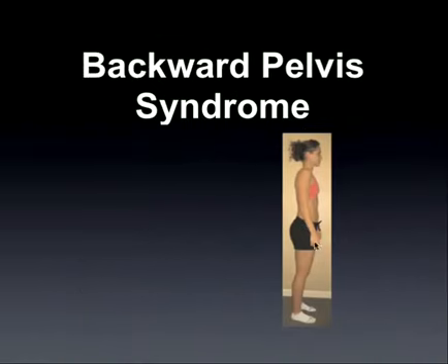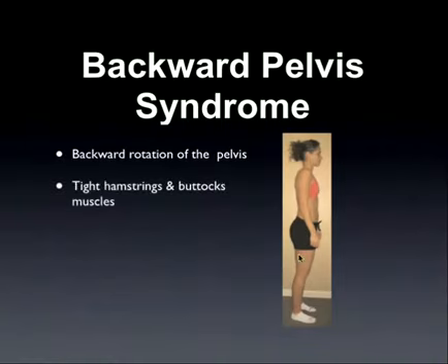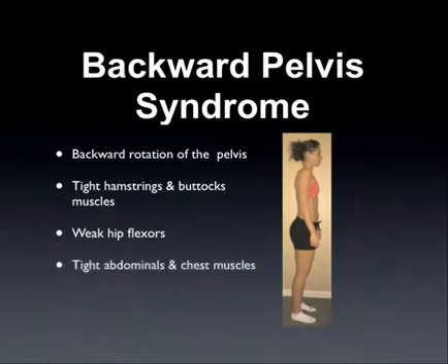The backward pelvis syndrome is pretty much just the opposite of the forward pelvis syndrome. So we have a backward orientation of the pelvis, which produces tightness in the buttocks muscles and hamstrings on that side, a weakness of the hip flexors. So once again, we have tightness on one side of the body and weakness on the opposite side of the body, tight abdominals and chest muscles, and a flattening of the lumbar curve. So these muscles on either side of the lumbar spine are going to become weak.